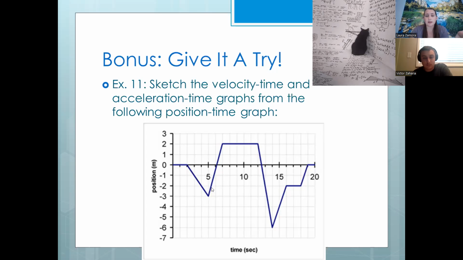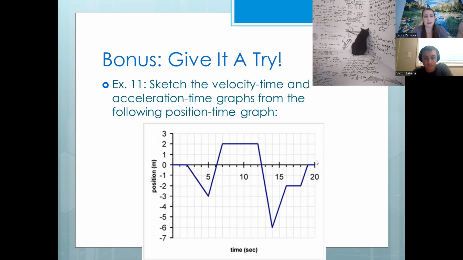Right. Similar process for the other ones. This section is a positive slope, so we could find that by doing rise over run, and get the value of that. That would be the value of our velocity graph at that point. And you keep going section by section and doing that same thing.